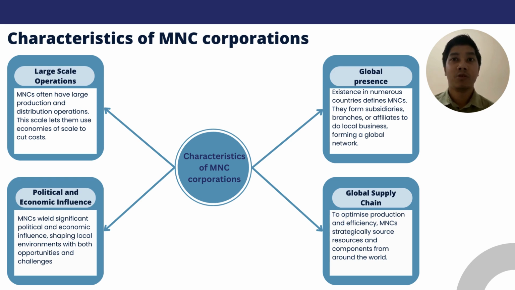So the third one is the global supply chain. MNCs manage complex global supply chains so that they can strategically source materials and components from various locations to optimize production processes and enhance efficiency.